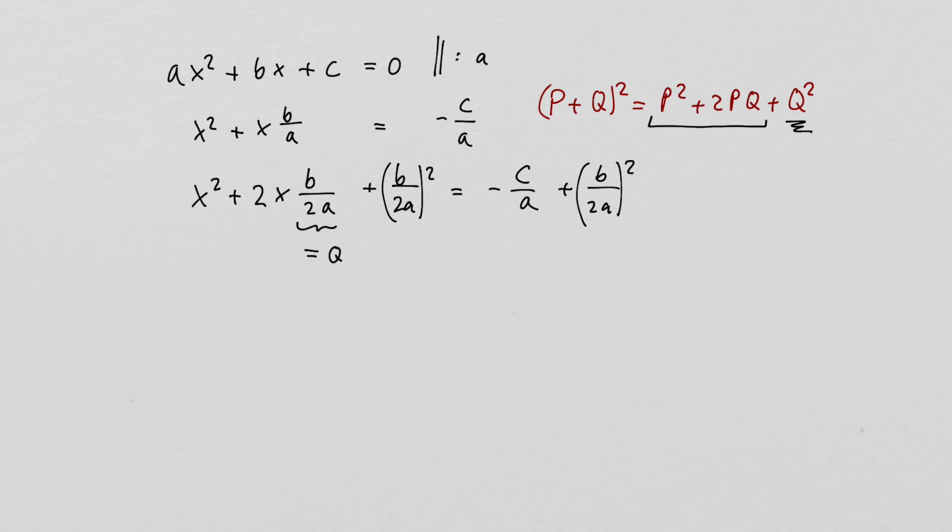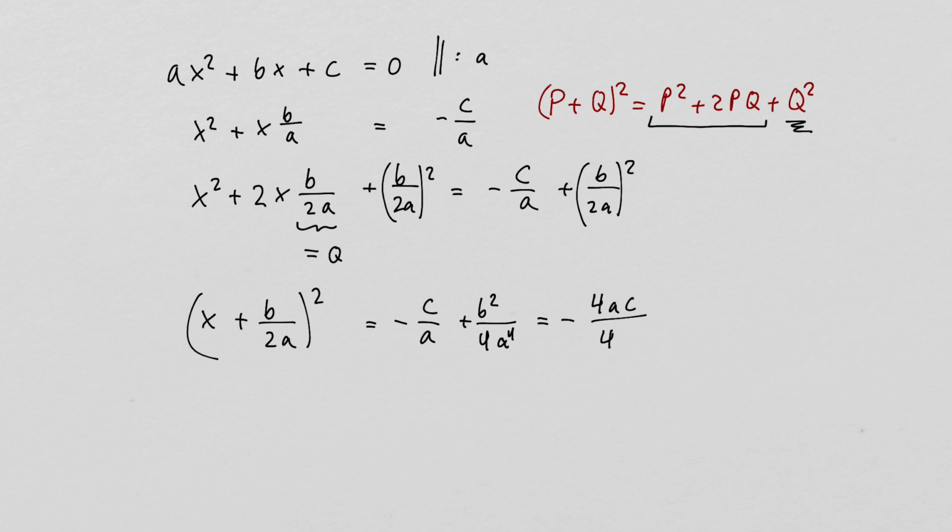Next we can do some simplifications. On the left hand side we can write everything as a square, and on the right hand side we can calculate. Well, we have minus c/a plus b squared over 4a squared, and let's write the first fraction in this form: 4ac over 4a squared. When we do that, we can combine the fractions because they have a common denominator. And we would get b squared minus 4ac divided by 4a squared.